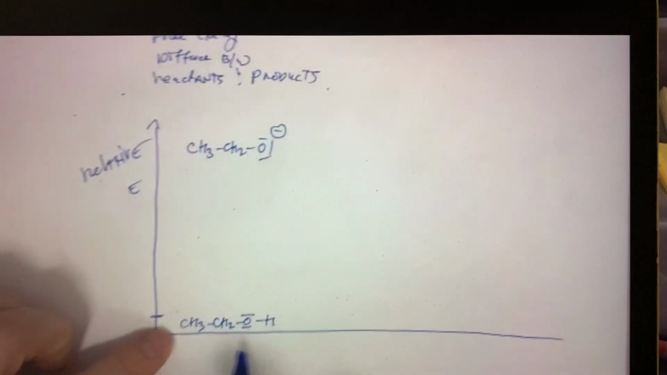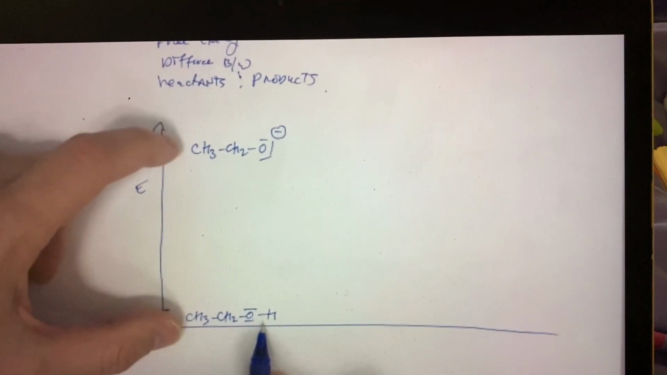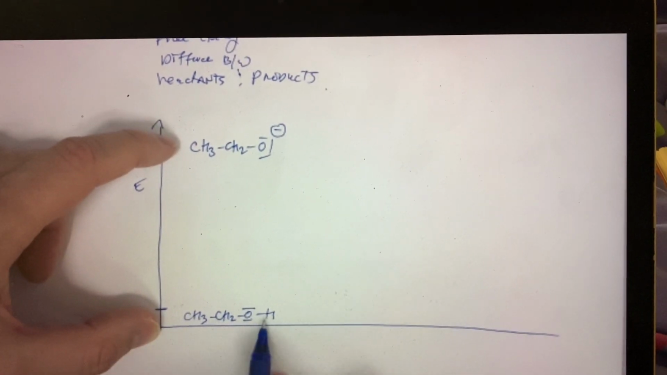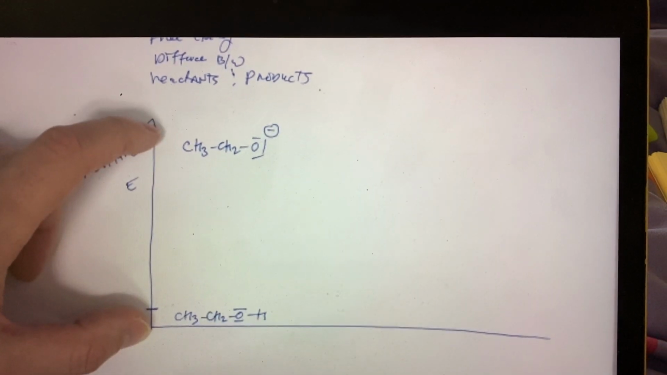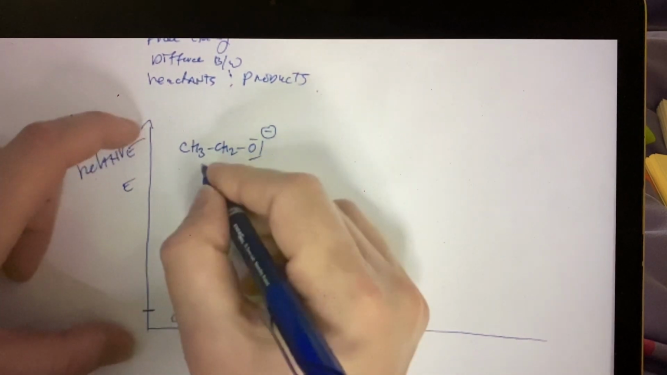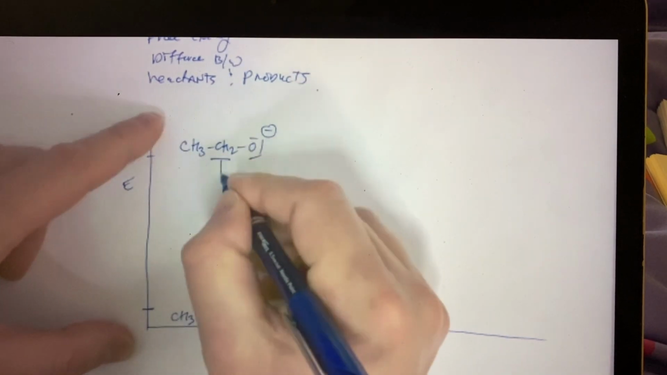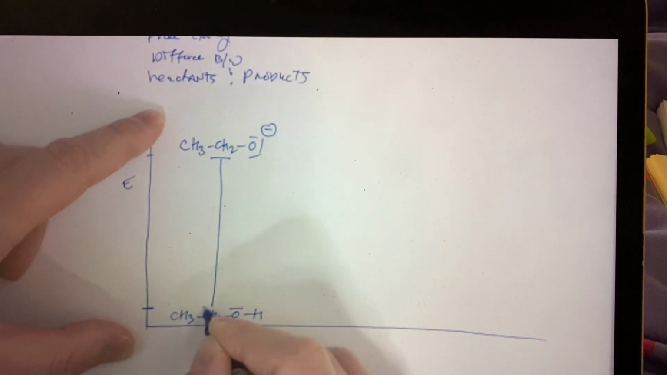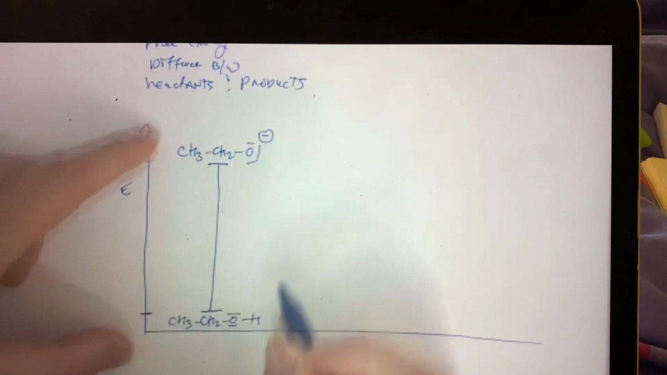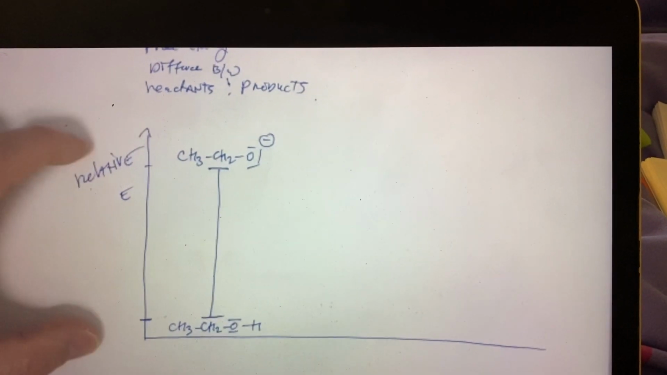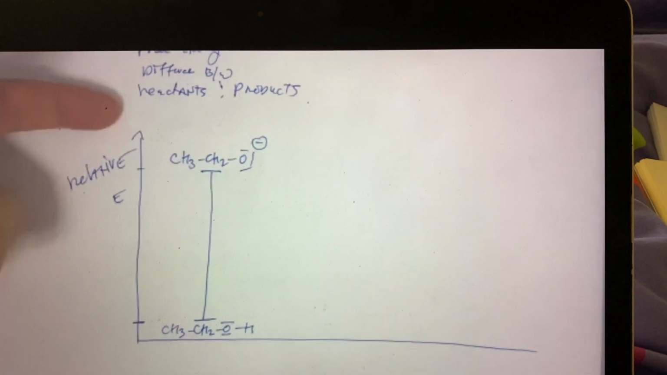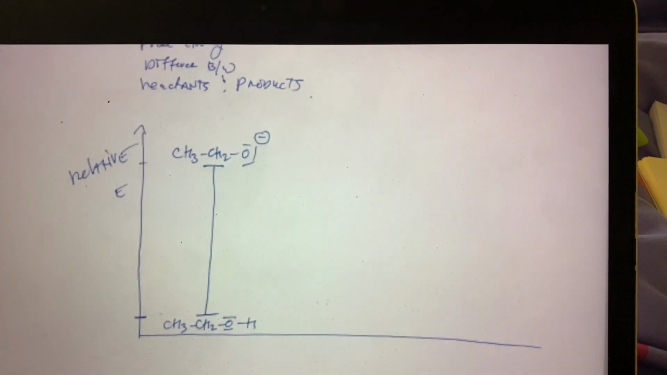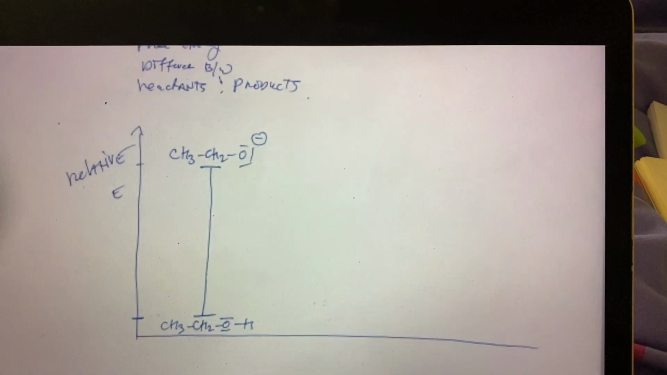This is the acid conjugate base pair for ethanol. We worked with it already. And this is the rough or relative energy gap between these two for our discussion. To go from here to here requires a significant amount of energy. This is much more stable than this one. Higher in energy, it's less stable. That's what this graph is meant to illustrate.